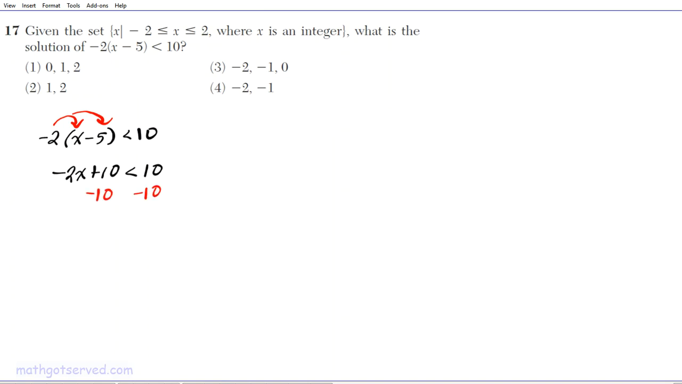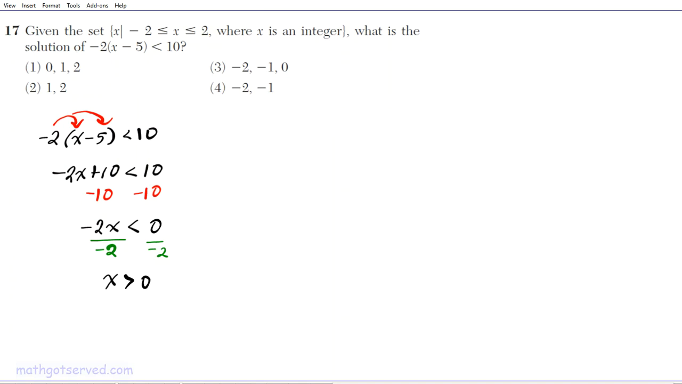Remember, when you're solving an inequality, it's very similar to solving an equation. The only difference is that the inequality sign could change whenever you multiply or divide by a negative. 10 minus 10 is 0. And then we're going to divide both sides by negative 2, or multiply by negative 1/2. So it's the same thing. And then you have x. Now, if we are dividing by a negative, how does that impact the inequality? It changes to greater. Okay? 0 over negative 2 is 0.